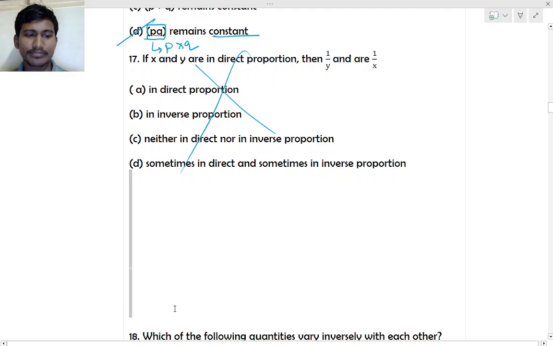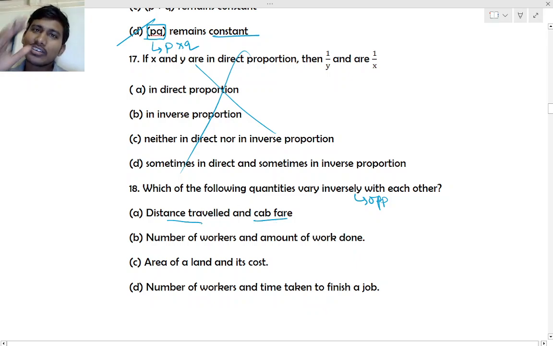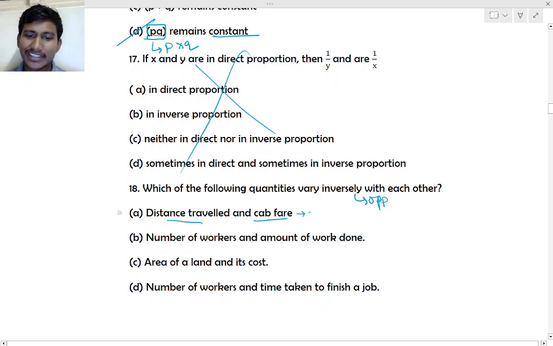So 18th question, which of the following quantities vary inversely with each other? Inverse means opposite. So increase means decrease. Here distance traveled and cab fare. If you travel more, you have to pay more to the taxi. That is direct. Number of workers, amount of work done. If more people are there, more work. So it is also direct. Area of land and its cost. More land, more cost. That is direct.